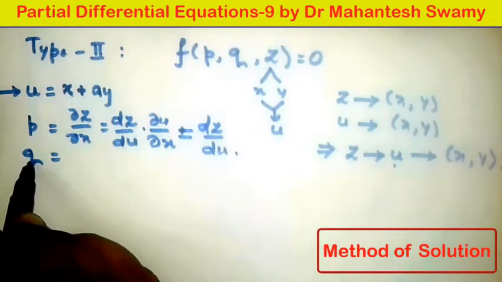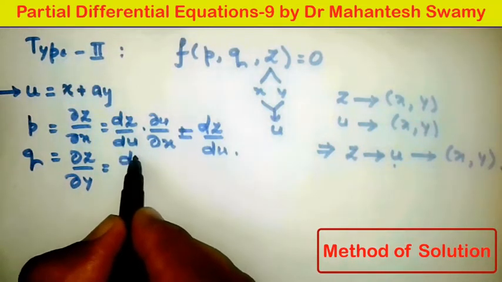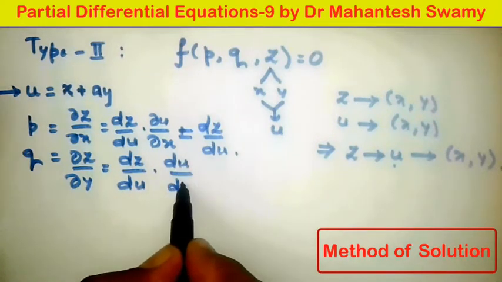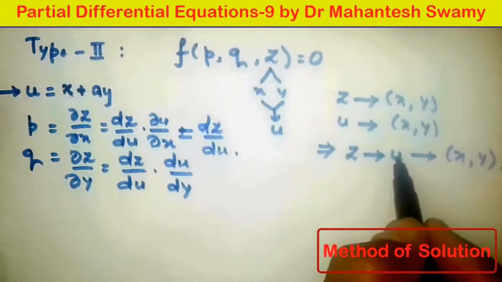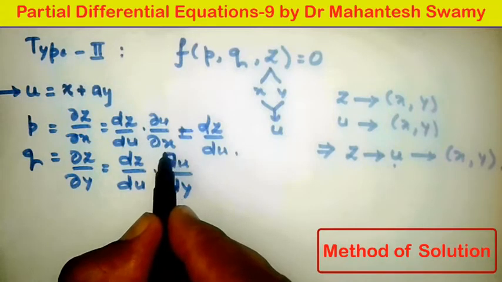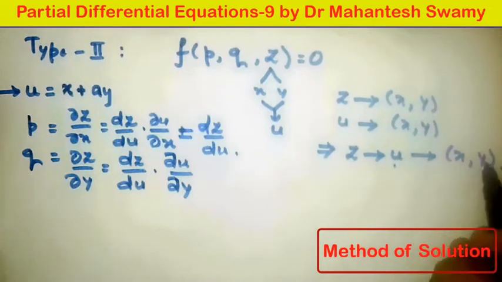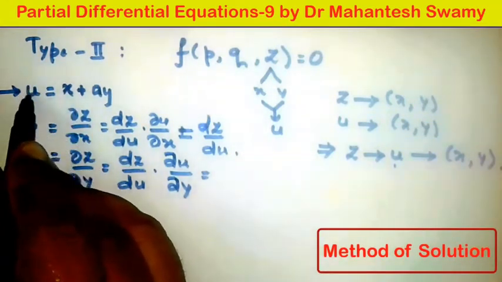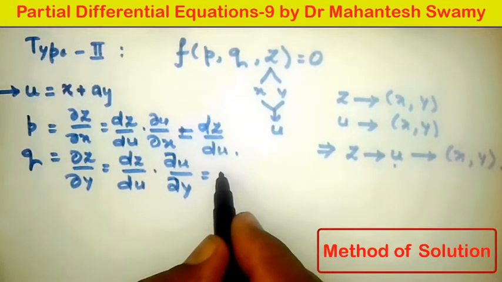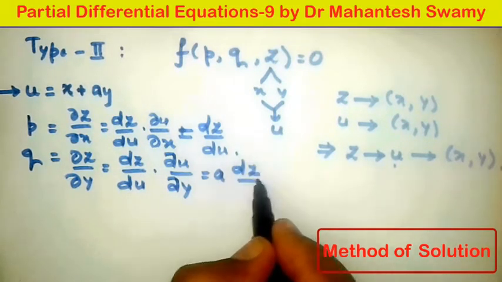Similarly q, dou z by dou y, can be written as dz by du into dou u by dou y by making use of this fact. Sorry, it is not du, it should be dou u by dou y, because u is a function of two independent variables. Now dou u by dou y is 0 plus a into 1, therefore the value of this is a, into this as it is, that is dz by du.